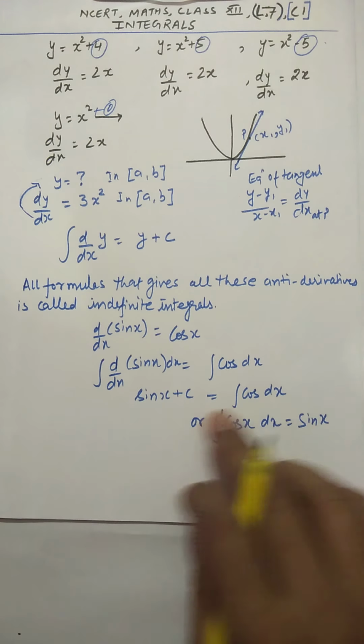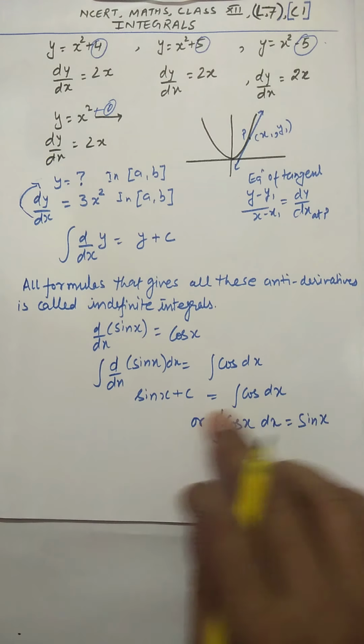And why is it called indefinite integral? Because you can see you are not going to find a unique function corresponding to cos x. So there are infinite antiderivatives of cos x. So this is just an example.